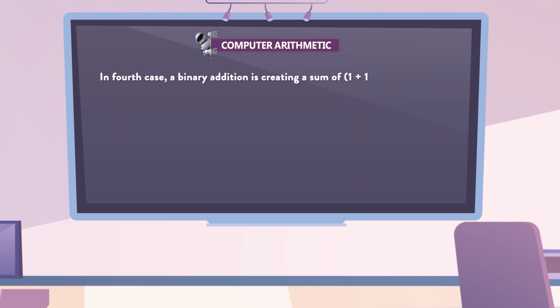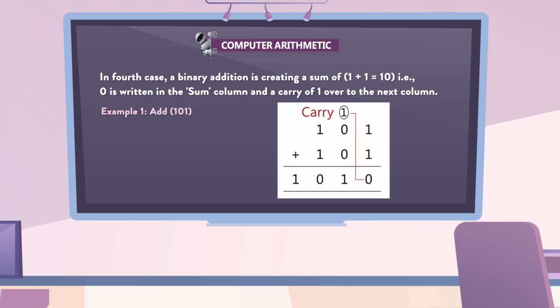In the fourth case, a binary addition is creating a sum of 1 plus 1 is equal to 10. That is, 0 is written in the sum column and a carry of 1 over to the next column. An example is where we will add 101 base 2 and 101 base 2, which will look like this.